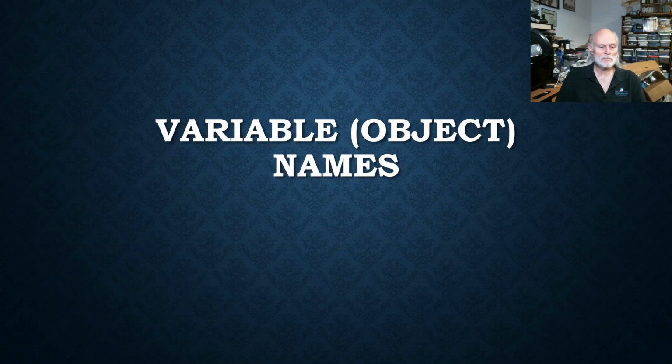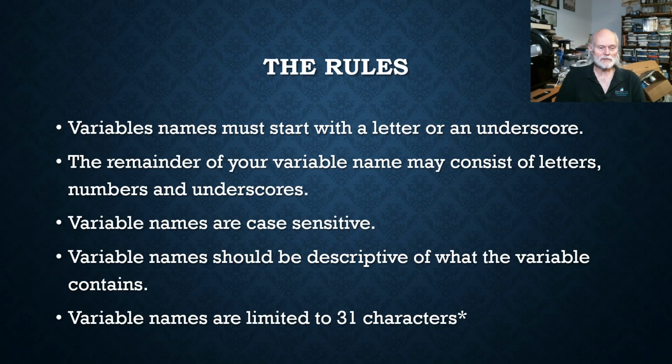We have to name data as we're working with it. And those names we call variable names or object names. And they've got some rules for them. They have to start with a letter or an underscore character. The rest of it can consist of letters, numbers, or underscores. They can't start with a number. It's case sensitive. So capital num and lowercase num are two totally different variable names.